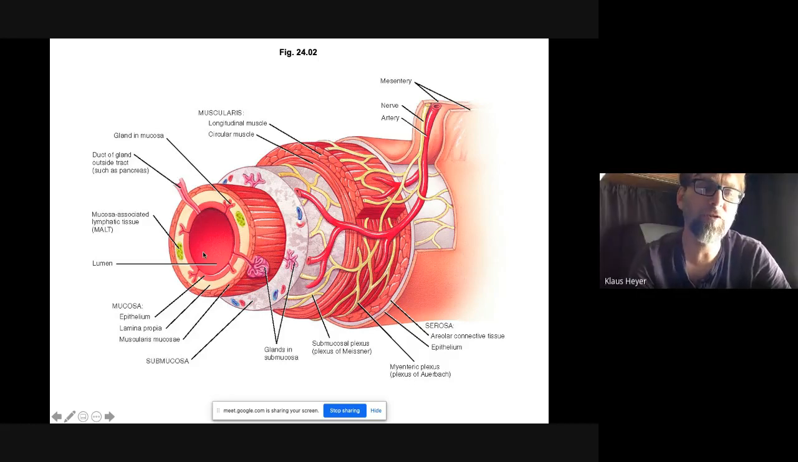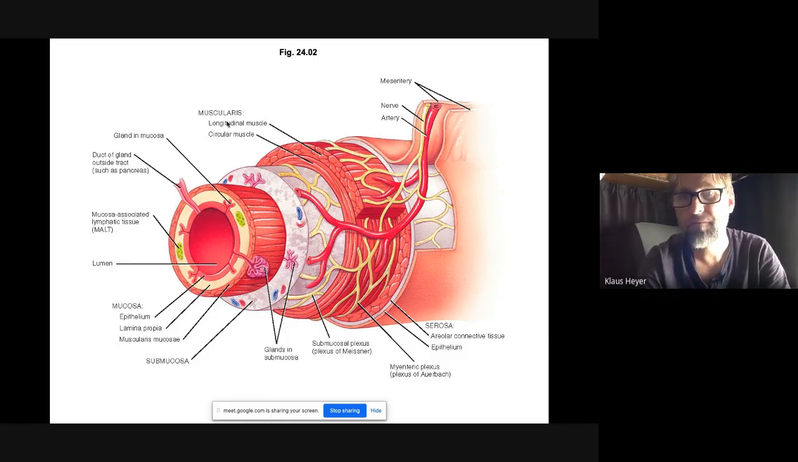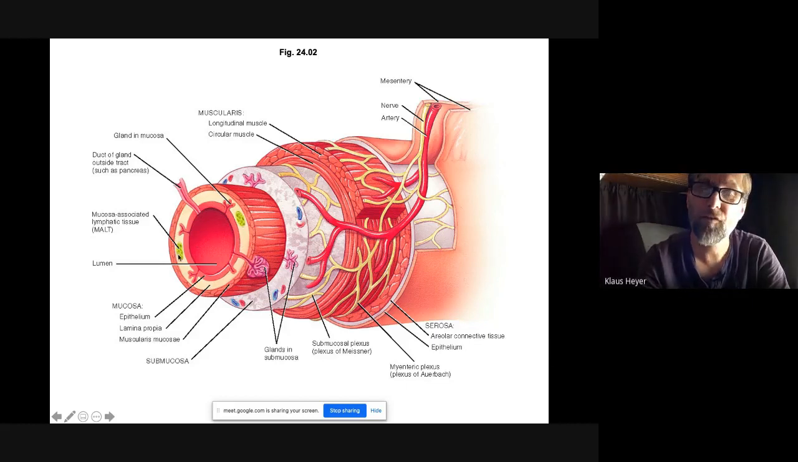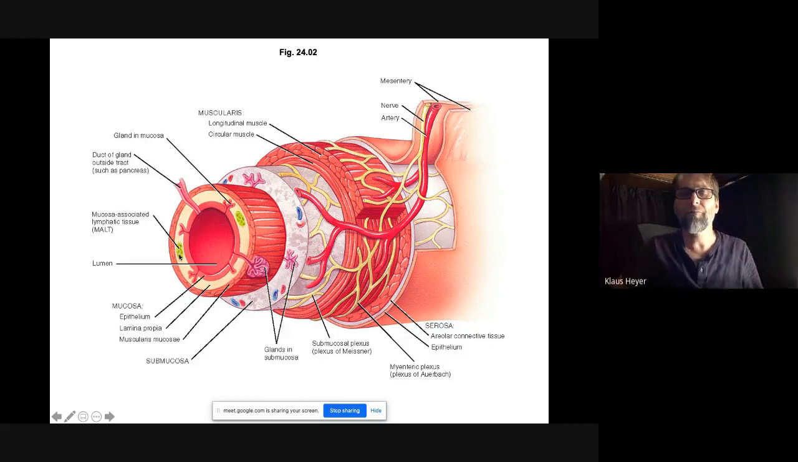So if we look at the mucosa, it has 3 layers. There's epithelium, epithelial tissue. Underneath that is some connective tissue that we call lamina propria. And then there's MALT, that green stuff. Mucosa associated lymphatic tissue, right?